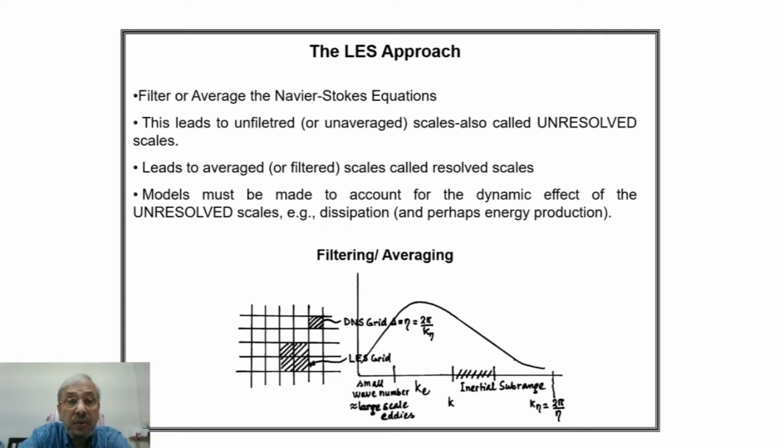This leads to unfiltered scales, also called unresolved scales. This also leads to averaged scales or filtered scales, also called resolved scales, and then models can be applied to account for the dynamic effect of the unresolved scales.